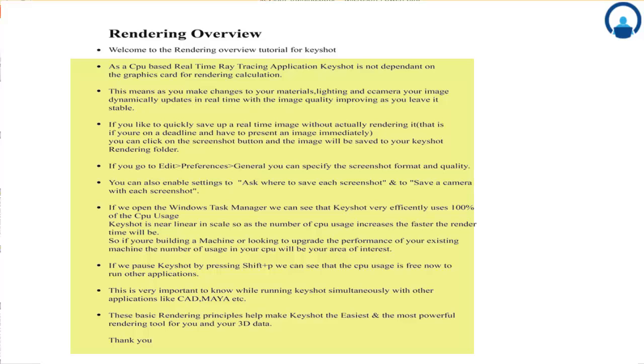If you'd like to quickly save a real-time image without actually rendering it, that is, if you're on a deadline and have to present on an immediate basis, you can click on the screenshot button and the image will be saved to your Keyshot rendering folder. If you go to Edit, Preferences, General, you can specify the screenshot format and quality. You can also enable settings to ask where to save each screenshot and to save a camera with each screenshot.